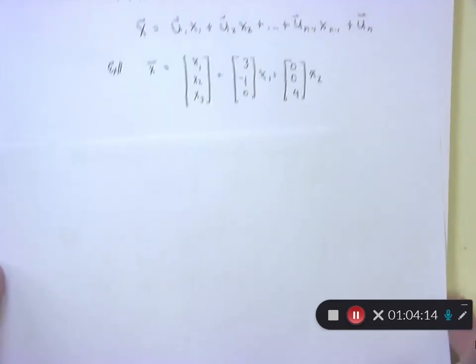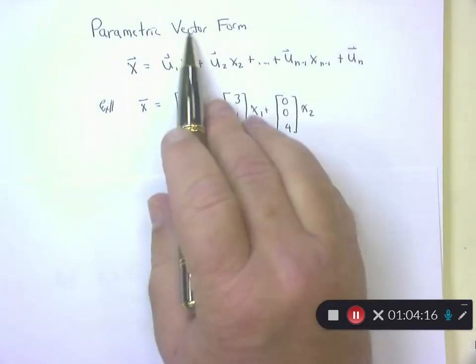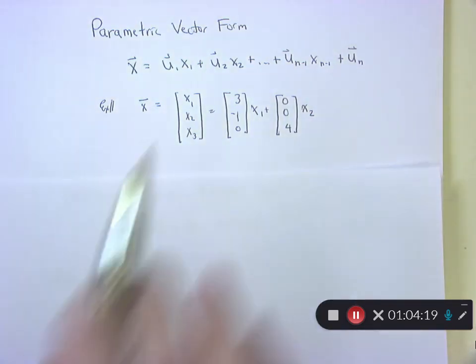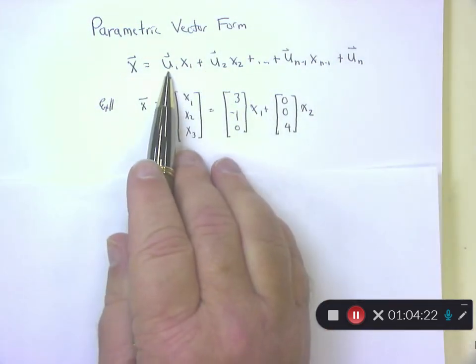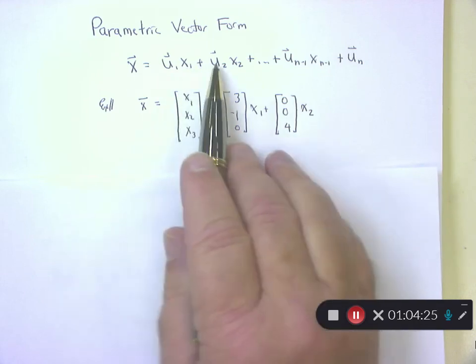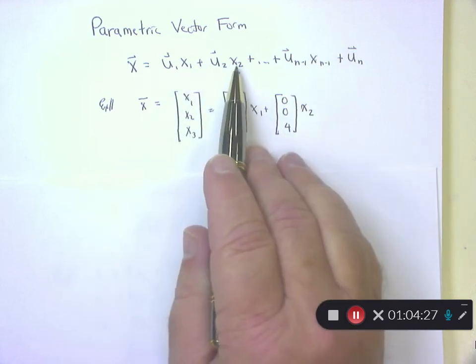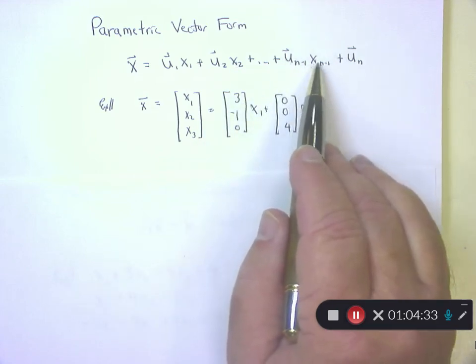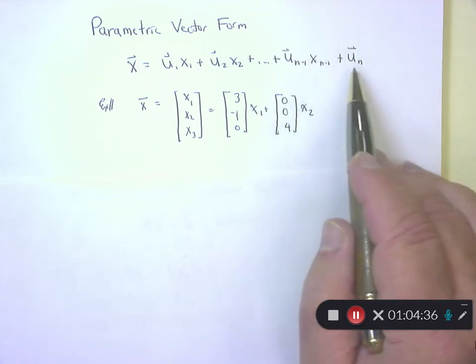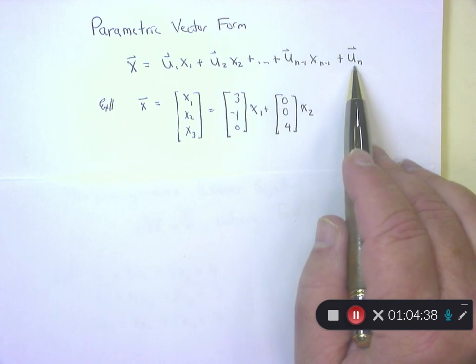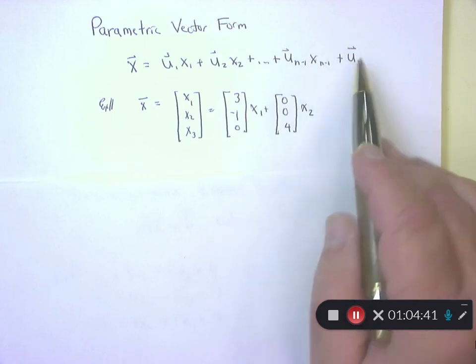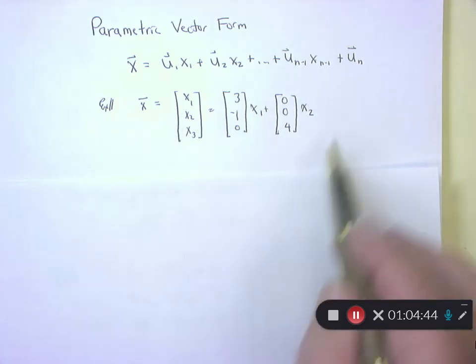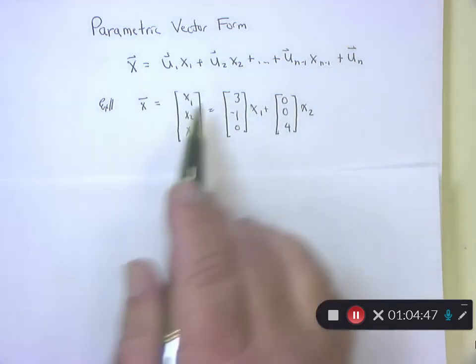Terminology is this. A parametric vector form, just to get it in definition, is a form where x is equal to a vector u1 times a scalar x1 plus another vector u2 times a scalar x2 plus dot dot plus a vector u(n-1) times a scalar x(n-1). But maybe you can have one other little vector out here, I'll talk about it in a second, that's not connected to an x.